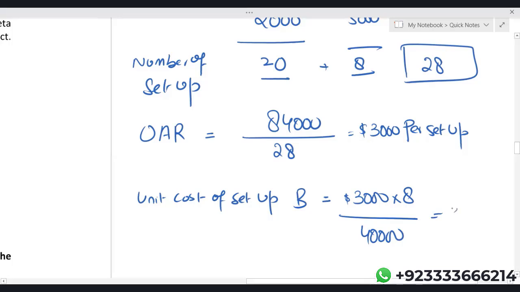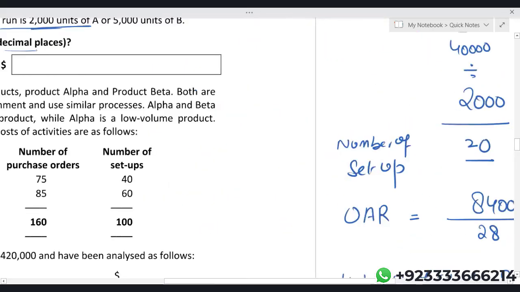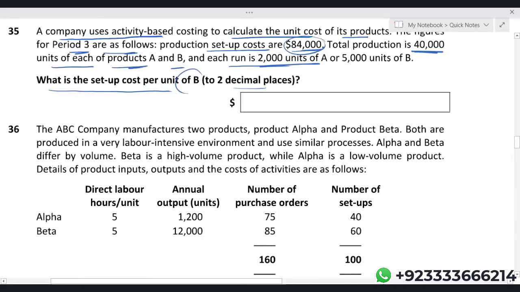It is $0.60. Do write this $0.60 because after decimal, they're saying 2 places. So let's go for 60, so that the examiner should not mind the 2 decimals. So it is $0.60. Next question.